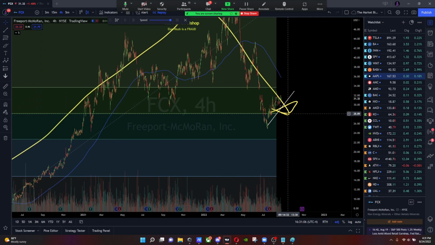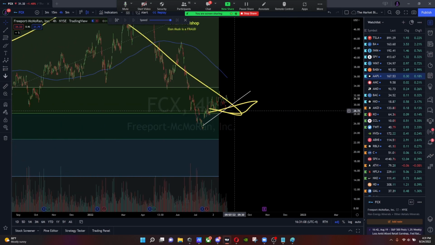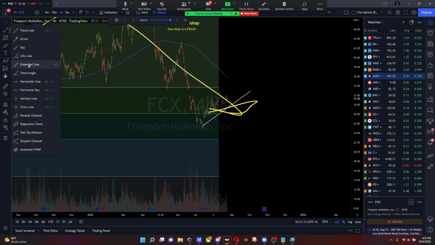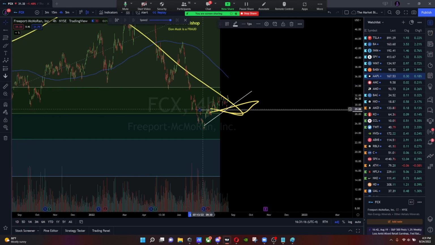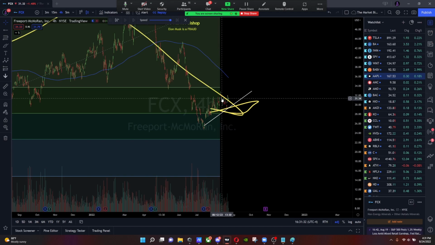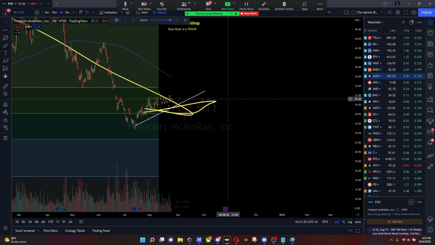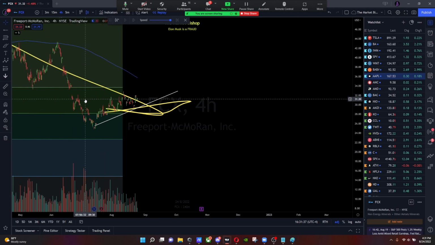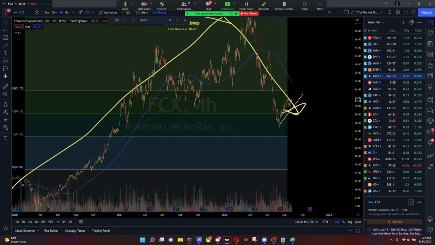Not saying that your entry was wrong. It also depends on where you entered. Now, if you let's say entered right over here, then it wouldn't have mattered, because that's an amazing entry, because from here to here is obviously like 40% to 80% profit. So it depends where you entered. If you enter like up here or over here, like recently, then there's a lower chance that it's going to continue into the upside.